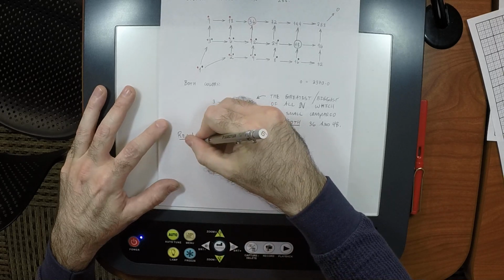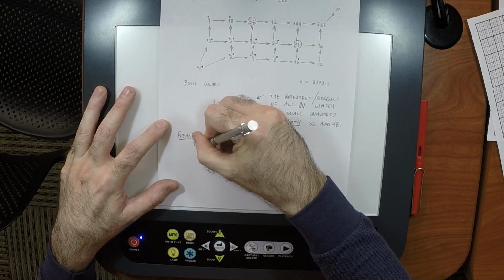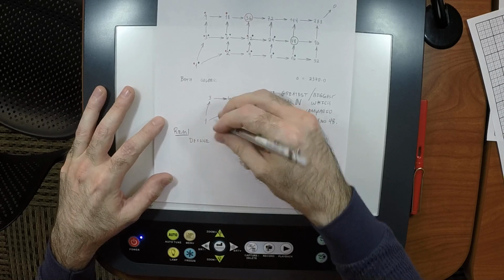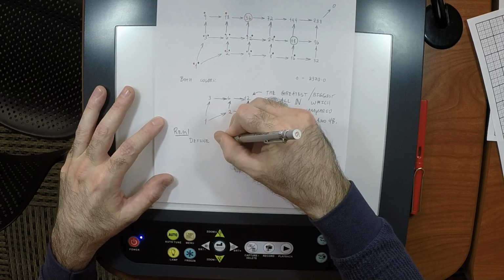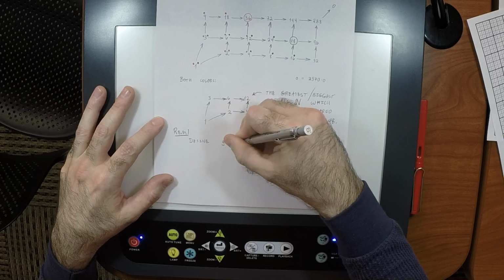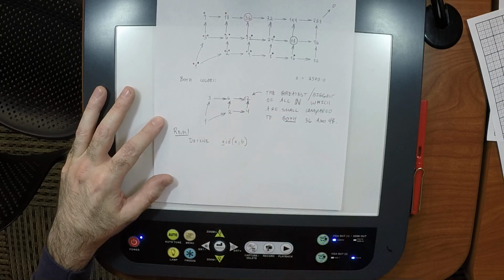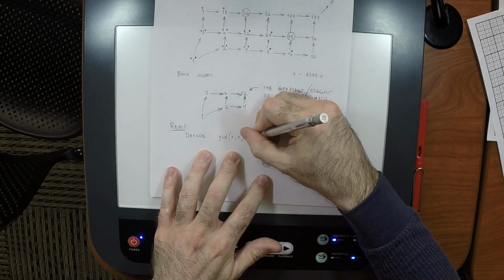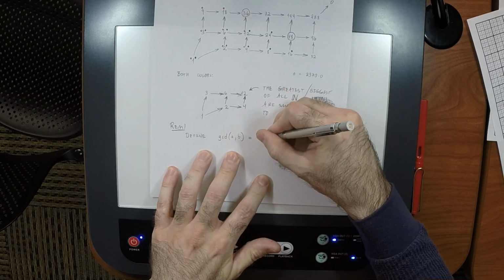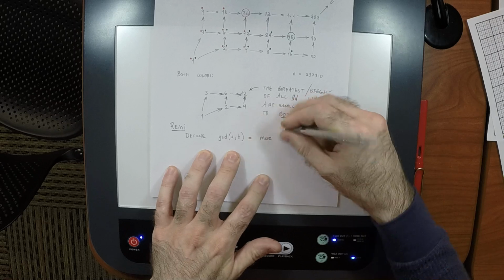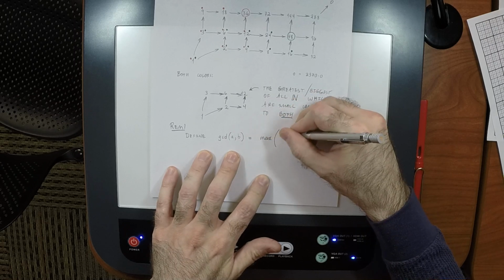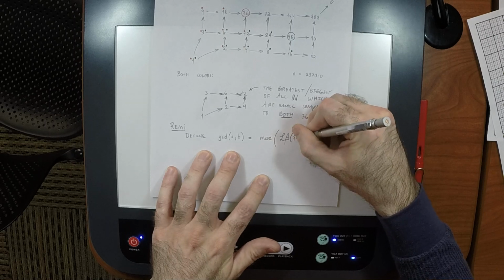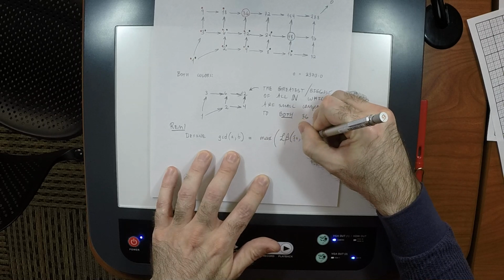We will define the greatest common divisor, GCD, of A and B. GCD of A and B is the maximum of the set of all lower bounds of the set containing just two numbers, A and B.